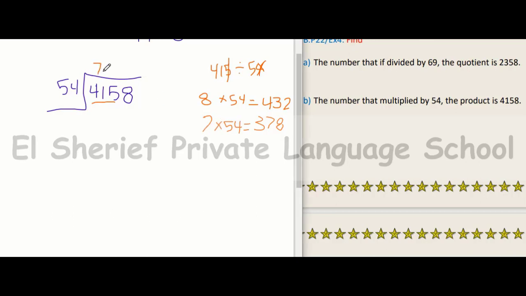So we put the zero. Why? Because 41 divided by 54 can't be. So we will take 415. So we will put zero then 7. 7 times 54 equals 378. Minus what?